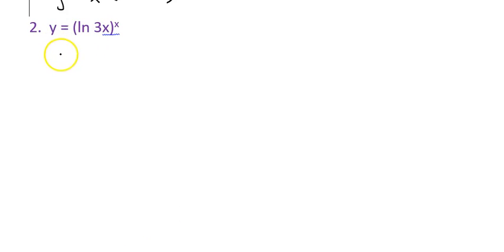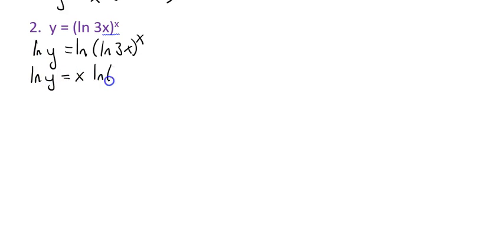Okay, so now we move on to example 2. So we added a little bit more interest to it, but it's the same process. Natural log both sides. It looks a little funny on the right because you have the natural log of the natural log, but that's okay. And then move that power from being an exponent to being in the front. So x times the natural log of 3x.